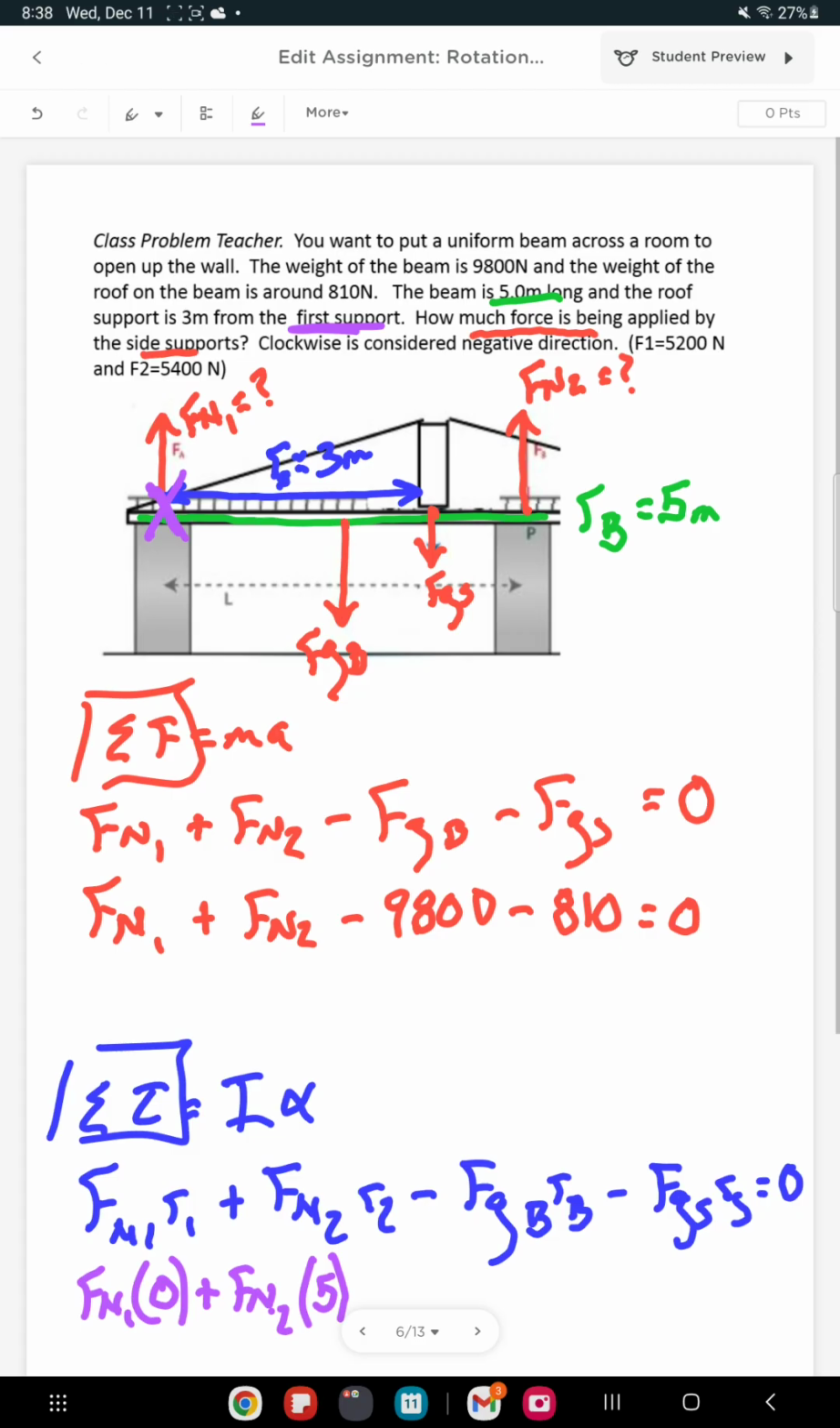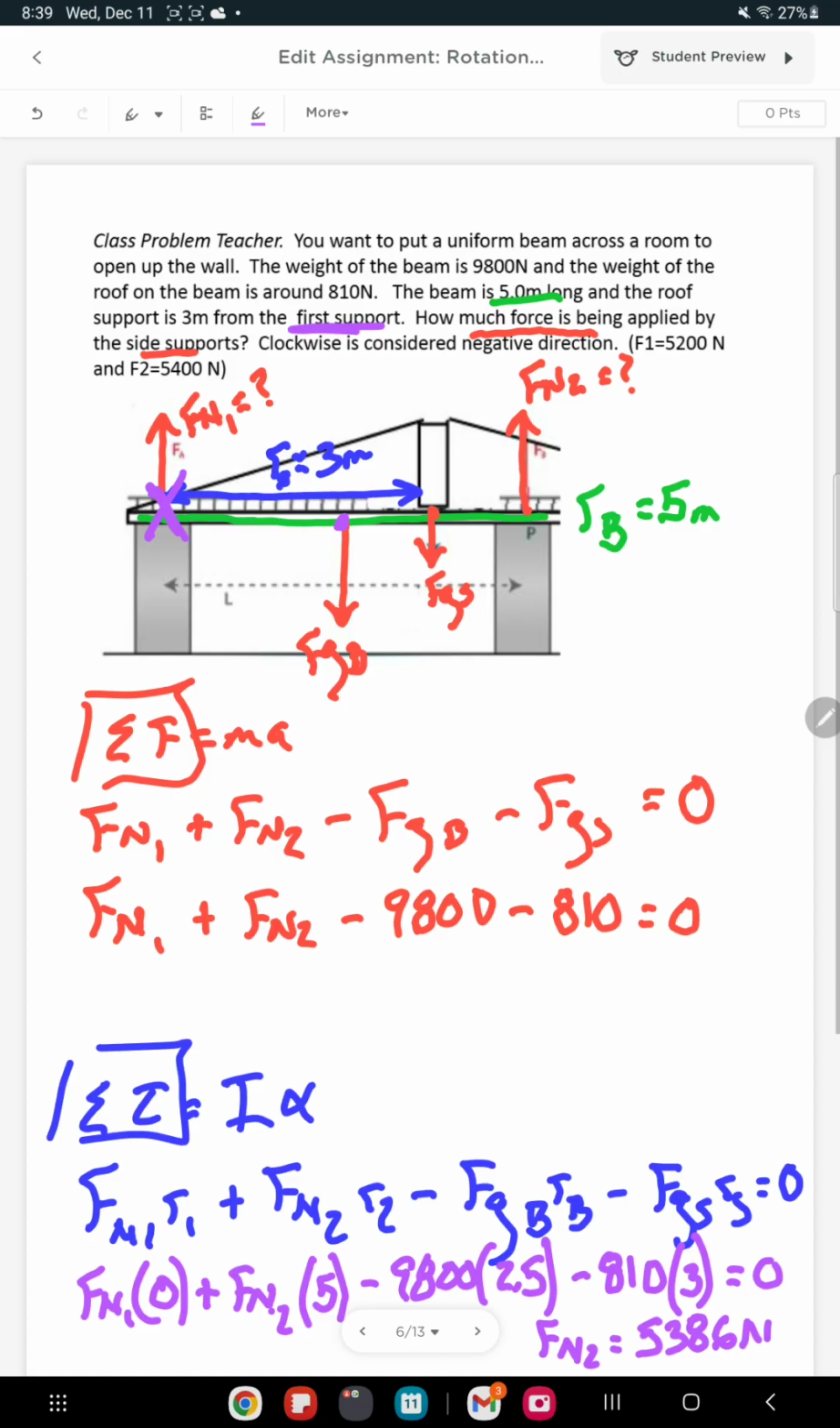The weight of the beam's 9,800, and it's a uniform beam, so it's going to act at the center. So half of 5 is 2.5, minus the weight of the roof structure above. That's 810, and it told us it was 3 meters away. That all has to equal 0. We can solve that for Fn2, and that gives us 5,386 newtons, which sig fig wise we're going 5,400.